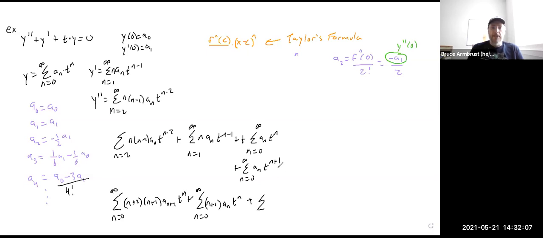Now this one I need to shift the other way. This needs to go down by 1, which means my sum here has to go up by 1. And I'm going to replace n minus 1. This is supposed to be n plus 1. And now, okay, I can combine them and go. So it'll lead to the same thing.